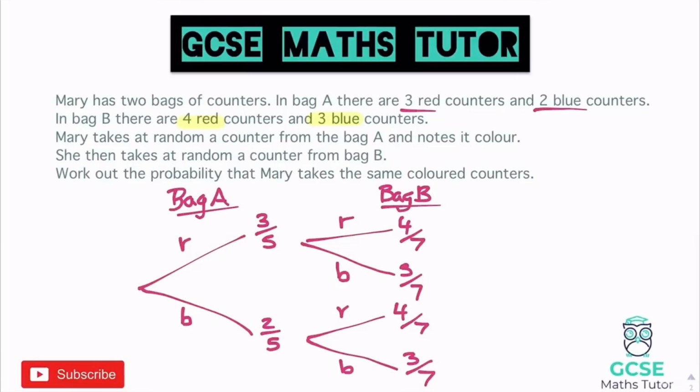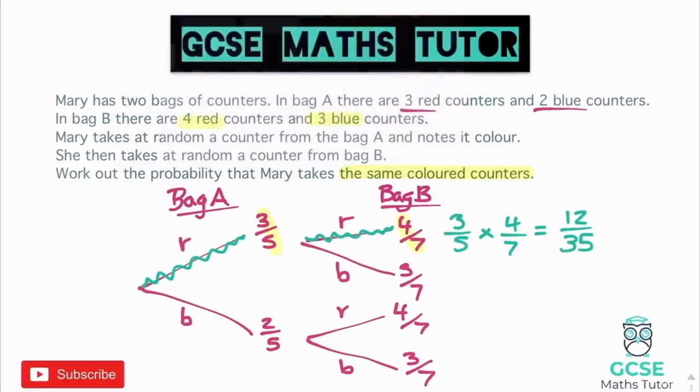So it says here, work out the probability that Mary takes the same coloured counters. So again, just thinking about the logic here, like before, we had red, blue and blue, red for different coloured counters. This time it's the same coloured counters, and there are 2 ways of doing that. We could get a red going through the 3/5 there, and another red going through the 4/7. So that is our 2 fractions that we're going to have to multiply this time. So if we do those, we get 3/5 multiplied by 4/7, and again, times in the top gives us 12, and times in the bottom gives us 35. So there are 12 out of 35 ways of getting 2 reds.